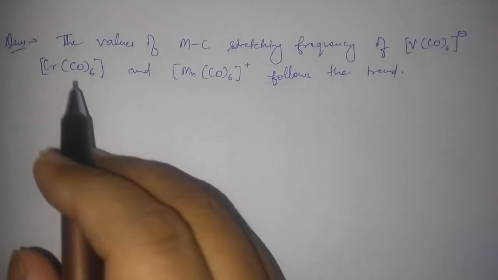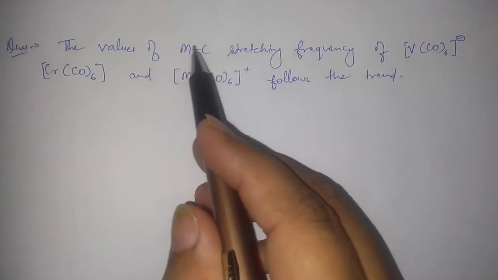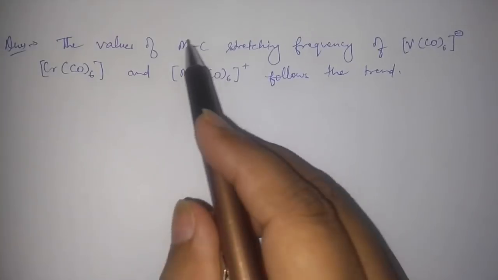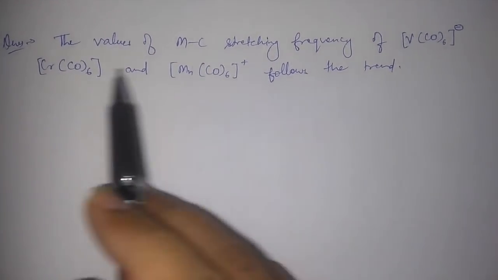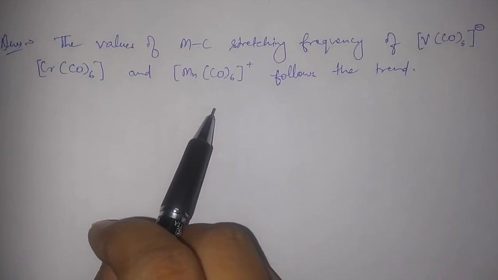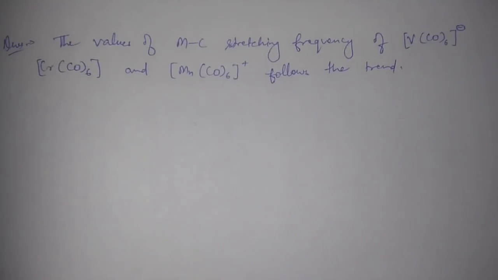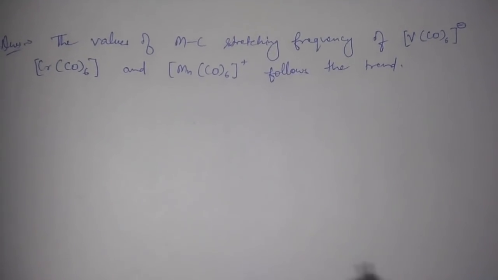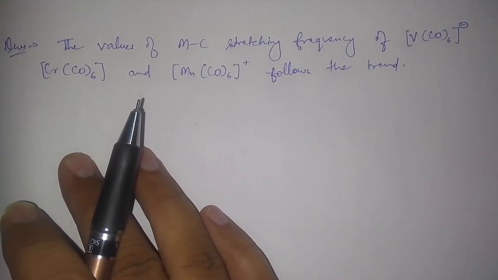All right. Okay, so let's take this question. The question says the order of the value of metal carbon stretching frequency. Now they are asking about metal carbon stretching frequency for these complexes. One is for vanadium, the other one is chromium, and the other one is manganese CO6 plus. Follows the trend. So four options were also given in the question, but I have just skipped the options here.